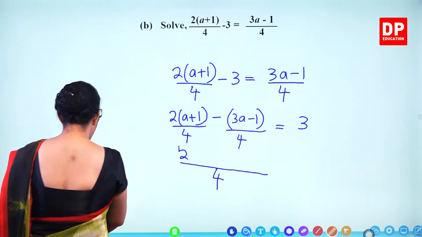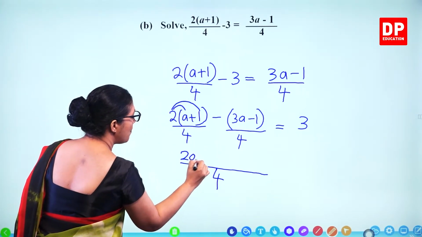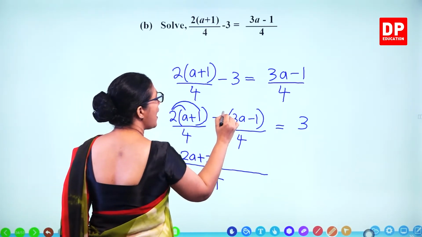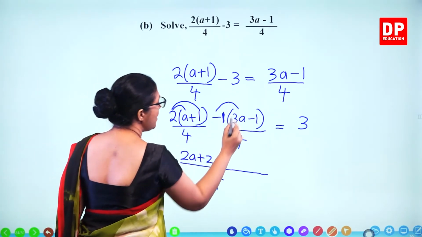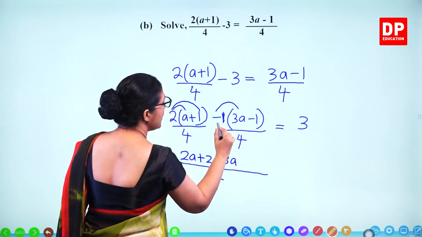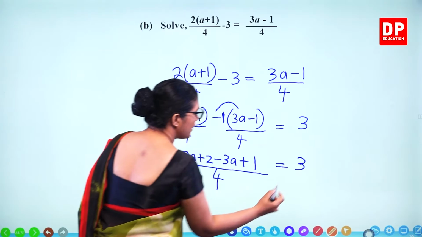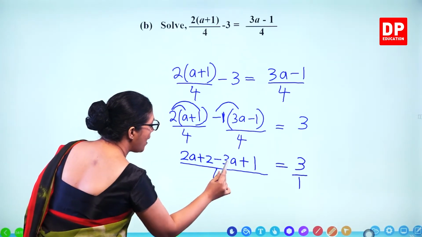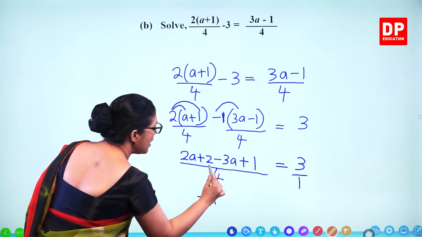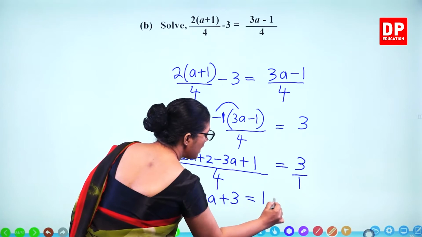Now we'll expand brackets as well. 2 times a, 2 times 1, 2a plus 2. Expand with minus 1. Minus 1 into 3, minus 3a. Minus 1 into minus 1 plus 1. Now, this is 1. Simplify the numerator. 2a minus 3a, minus a. 2 plus 1, 3. So, 4 times 3, 12.